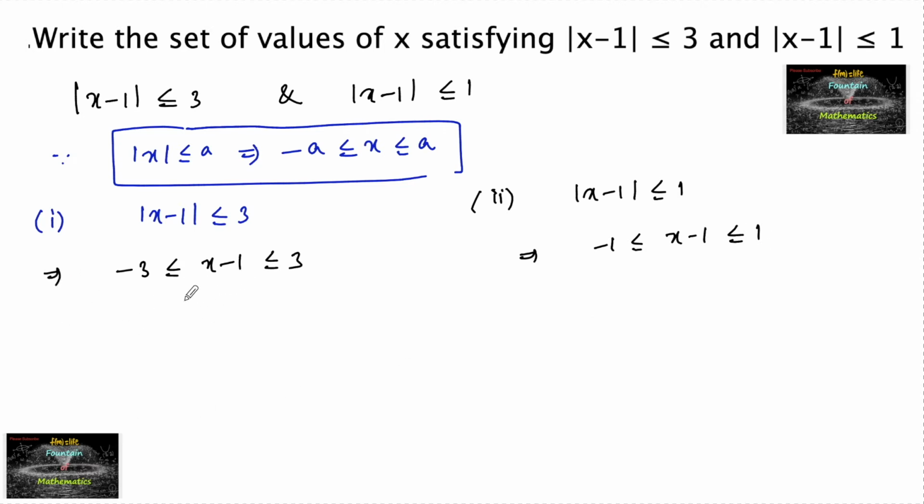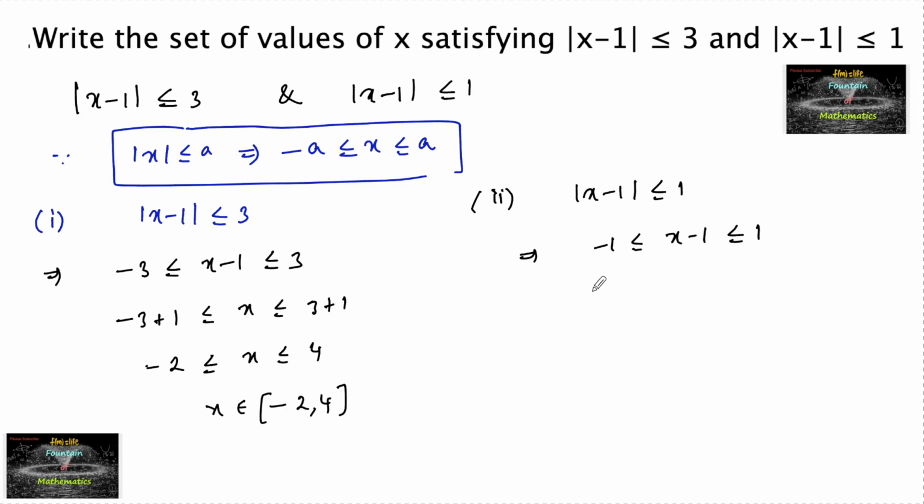So here, adding 1 to the inequality: minus 3 plus 1 is less than or equal to x less than or equal to 3 plus 1. So that is minus 2 is less than or equal to x less than or equal to 3 plus 1, which is 4. So here you are getting x belongs to minus 2 to plus 4, both are included.